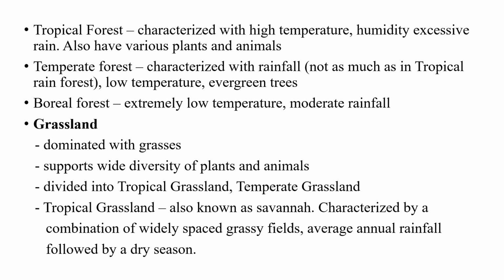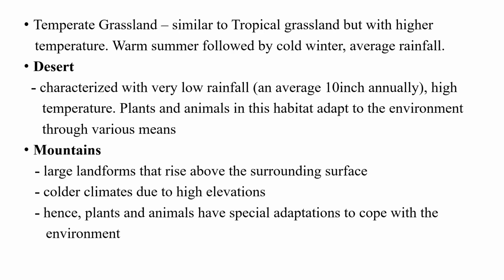The tropical grassland is also known as savanna, and it is characterized with widely spaced grassy fields. That is, you normally have grasses that are widely spaced. Then you have average annual rainfall that is usually followed by a dry season. That is, the rainfall there is optimum, and this is always followed by the dry season.